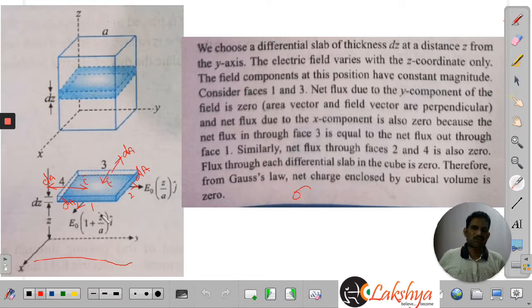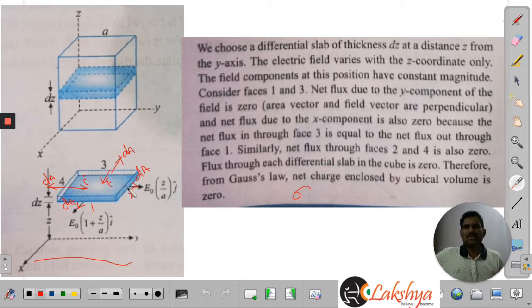The same component of electric field will be there, because z is the same for this space and this space also. So the same amount of electric field will be there, but the area vector will be opposite. So simply I can say the flux will be the same amount, but negative. Through phase 3 the flux is entering, and the same amount of flux is passing through phase 1. So the net flux passing through 1 and 3 will be equal to 0. That we can conclude here.